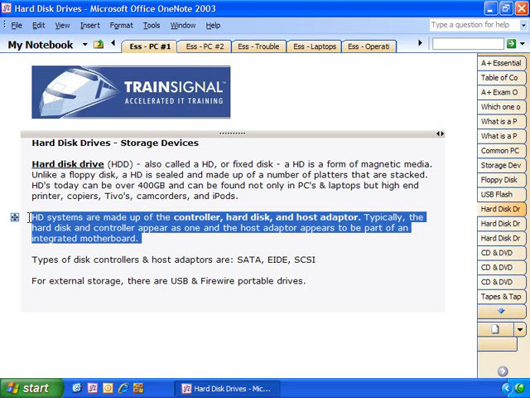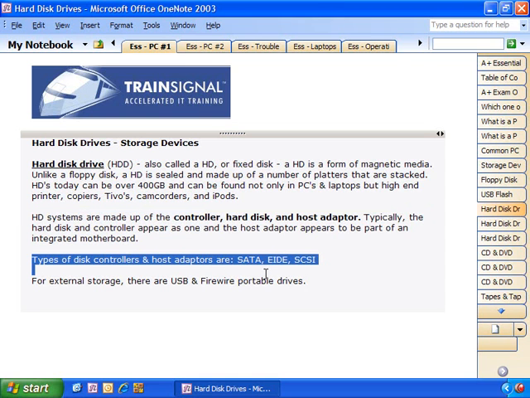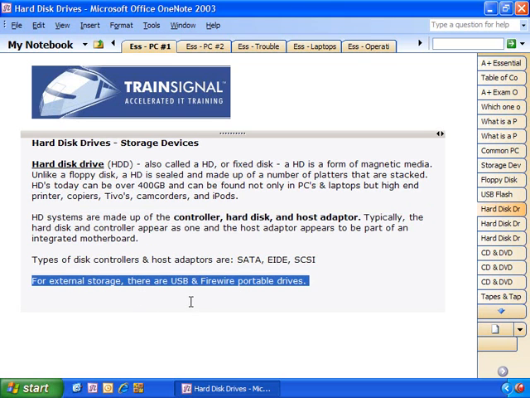Now, hard drive systems are made up of a disk controller. So this disk controller is inside the computer, sometimes built onto the motherboard, sometimes it's a separate card. Then you have the hard drive. Then you have the host adapter. Now, typically the hard disk and the controller appear as one, and the host adapter appears to be part of the integrated motherboard. Types of disk controllers and host adapters are SATA, eIDE, and SCSI, and we're going to talk more about these.